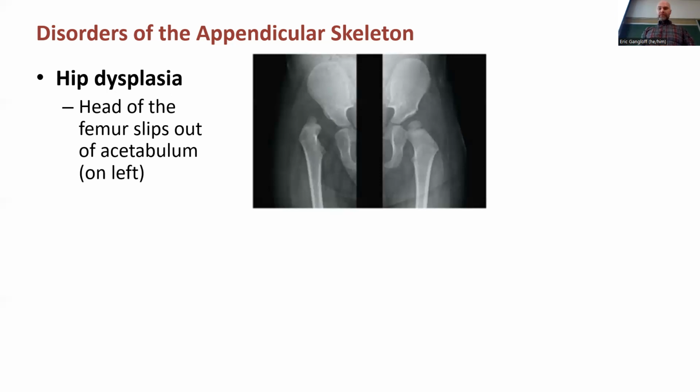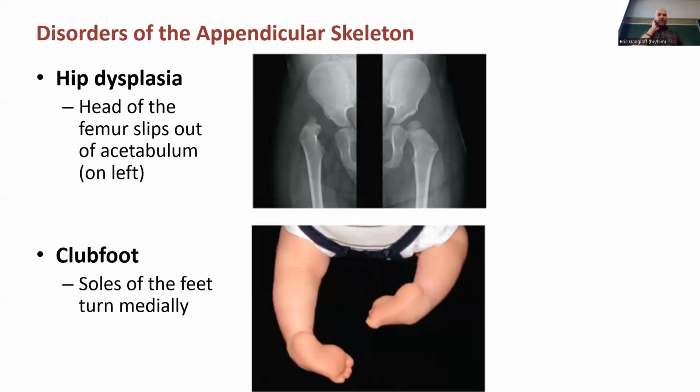The other disorder I want to talk about is something commonly called clubfoot. This results when the bones form such that the soles of the feet are turned medially. It's congenital, and so we see it in newborns. And again, with corrective braces or possibly even, in serious cases, surgery, it can be corrected as well. But obviously, if this limb continues to develop with the foot turned medially like this, it can be very difficult to walk and things like that.